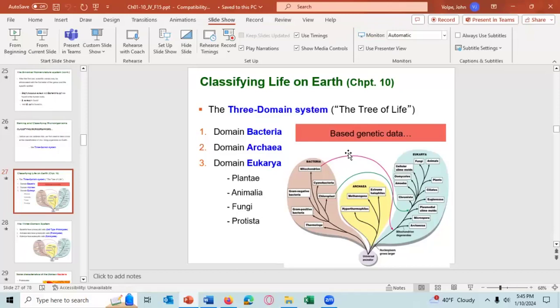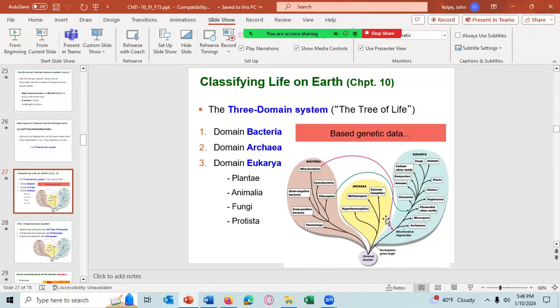The three-domain system is also called the tree of life because the species branch off like a three-trunk tree, meaning here's one trunk for the eukarya, and it'll branch off to form the other classification systems. And then that would branch to form smaller classification systems. But what's unusual is this tree has three trunks, and most trees, as you know, only have one trunk.